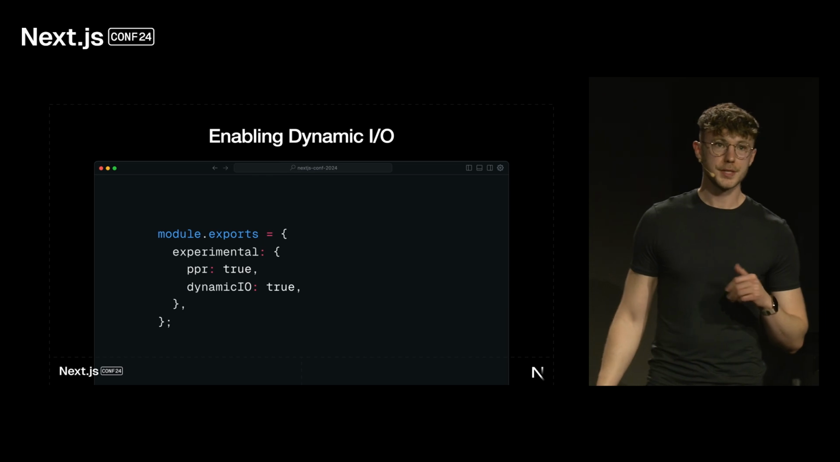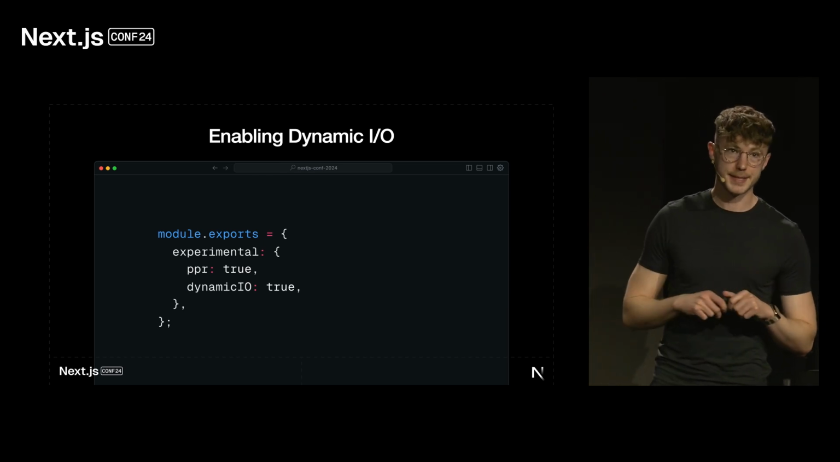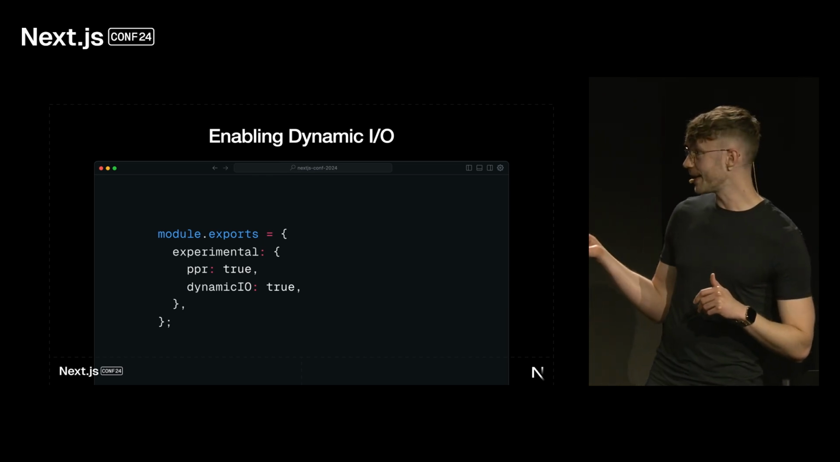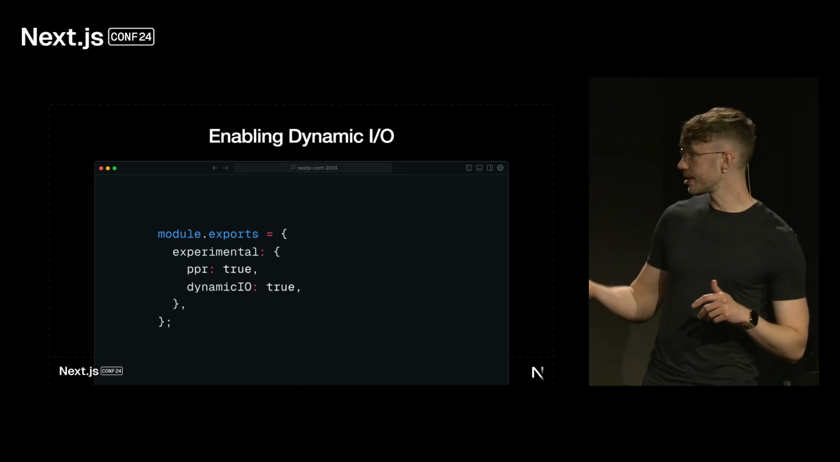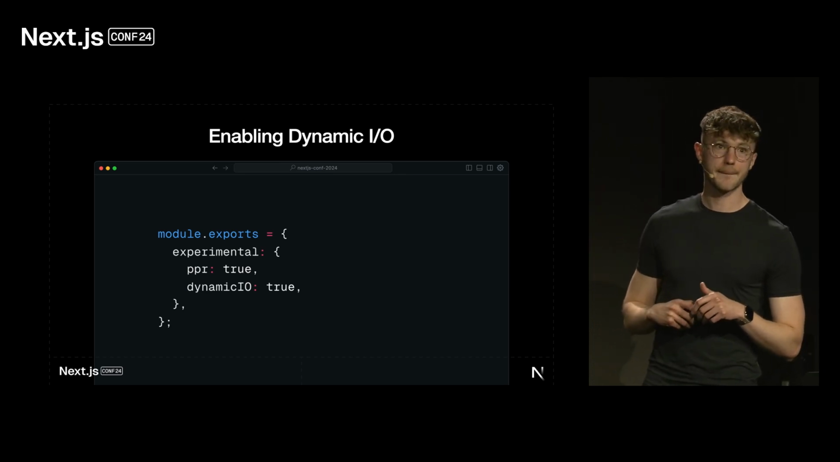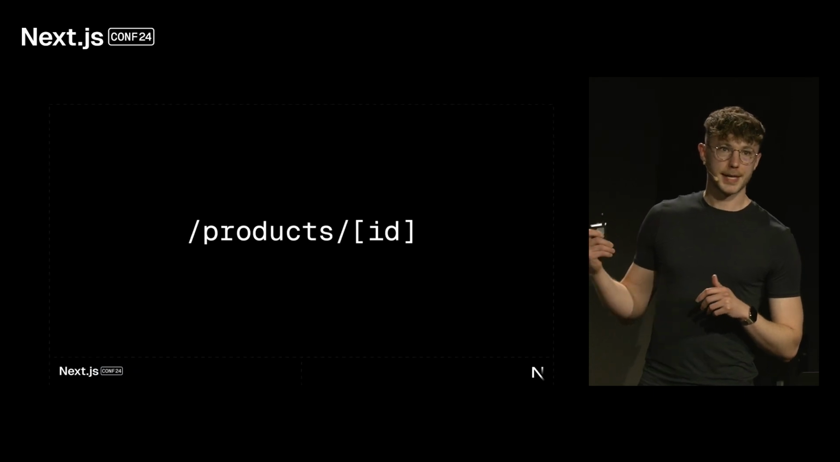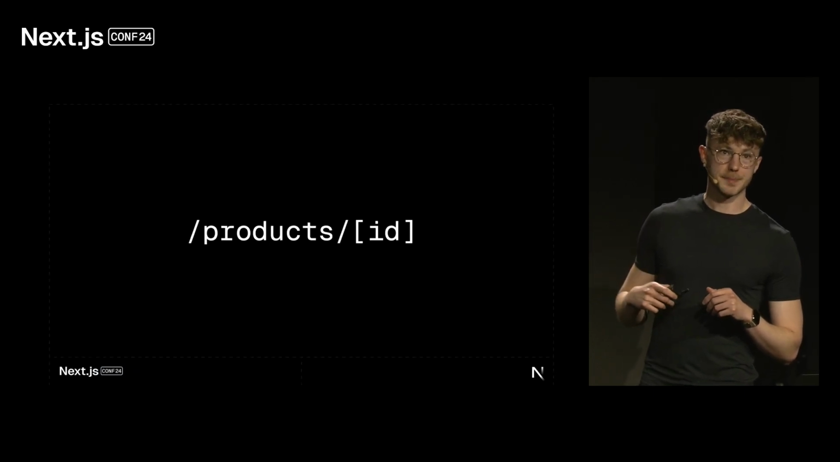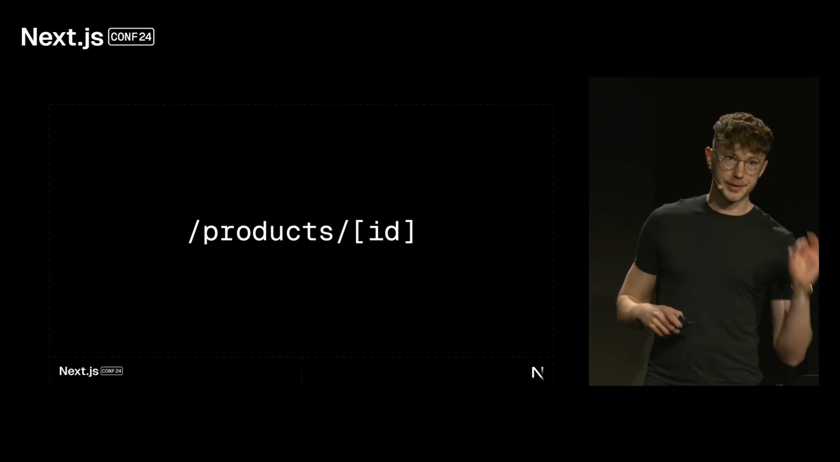It's really cool. So to enable this new mechanism for detecting request data access, you need to add today this dynamicIO flag, as well as the PPR true flag to your config. But I wanted to add a special callout today for APIs that access pathname information. In traditional rendering, when a page is requested that we haven't pre-rendered yet, such as a page with a dynamic path parameter, we either have to generate this page at runtime, which blocks the browser until the page is rendered, or dynamically render the entire page.